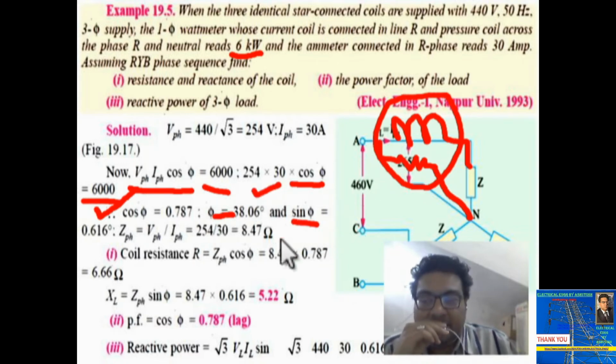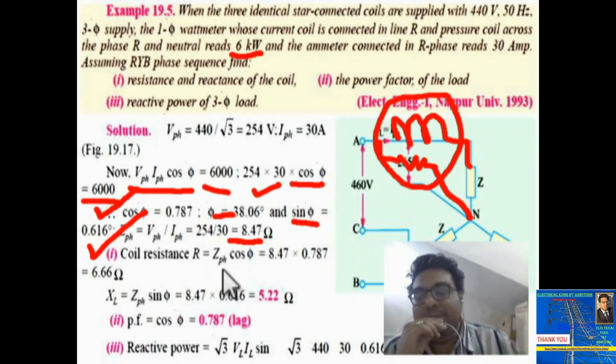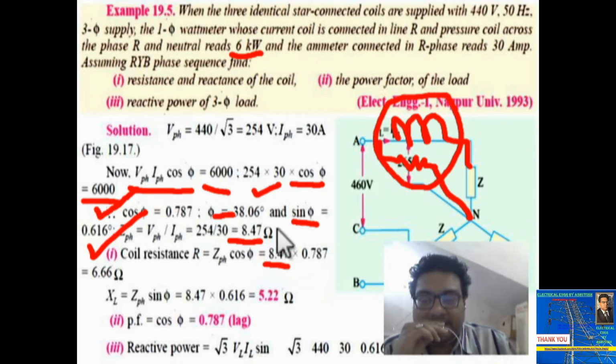Also sin phi you can find out, and then use the formula for Z phase. So Z per phase is equal to VPH by IPH. Then put the value of VPH and IPH, you will get 8.47 ohm. And then we can find out the value of resistance. So R per phase is equal to ZPH cos phi, and you can write down 8.47, that is impedance per phase, into power factor 0.787, that will become 6.66 ohm.